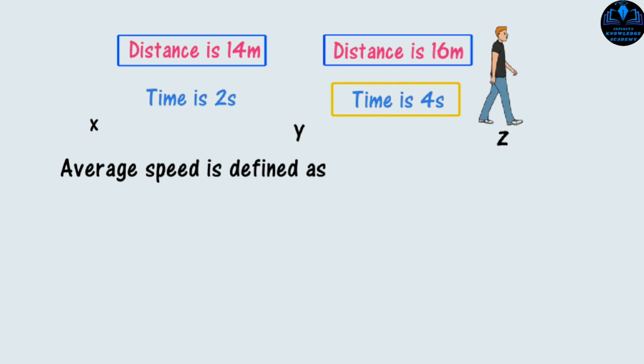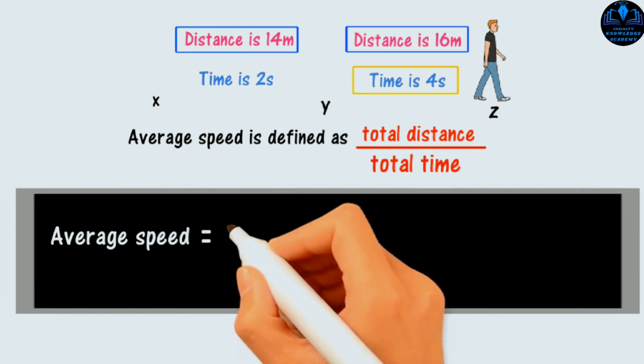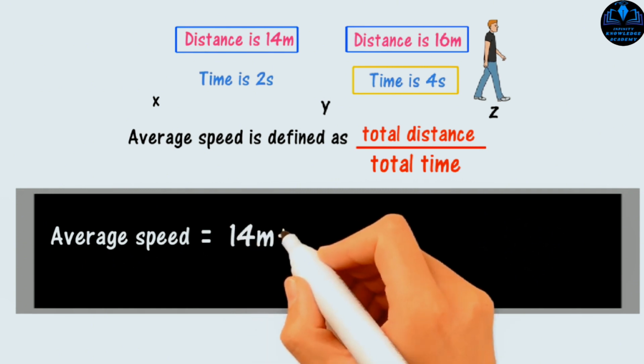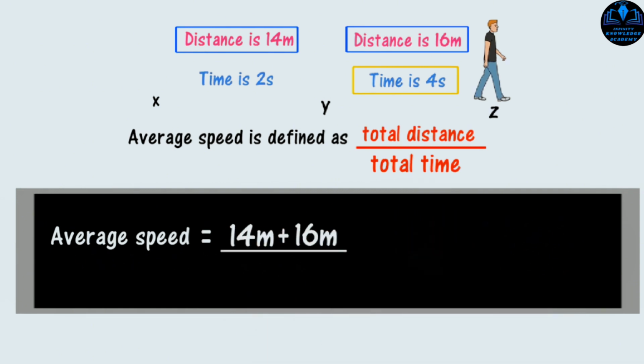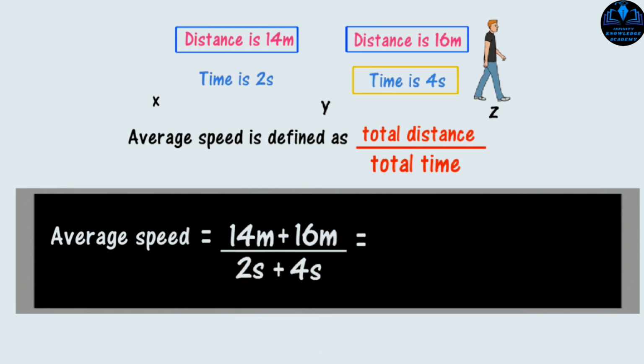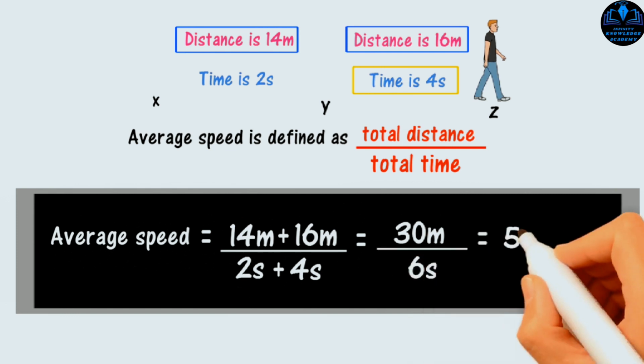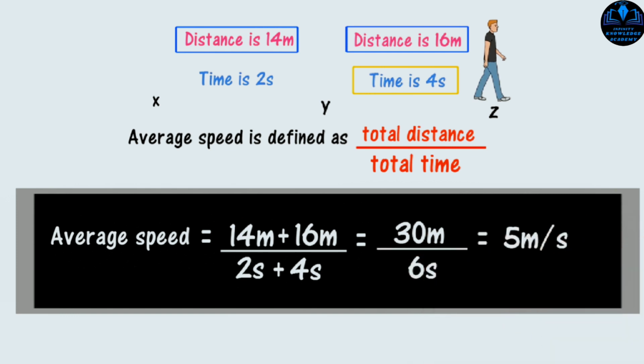Average speed is defined as the total distance divided by total time. Now I know that total distance is 14 meter plus 16 meter divided by total time, and that is 2 plus 4 seconds, and I am getting 30 meter divided by 6 seconds. Now I am getting 5 meter per second. So 5 meter per second is the average speed of the person.